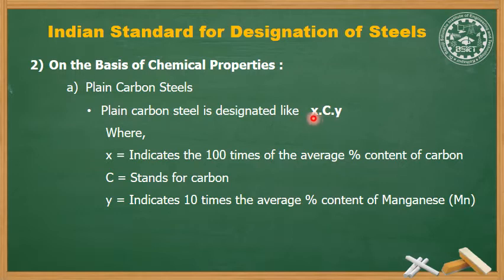Here X stands for 100 times the average percentage of carbon, C stands for carbon, and Y stands for 10 times the average percentage of manganese. Okay.